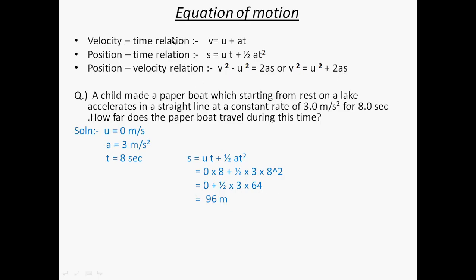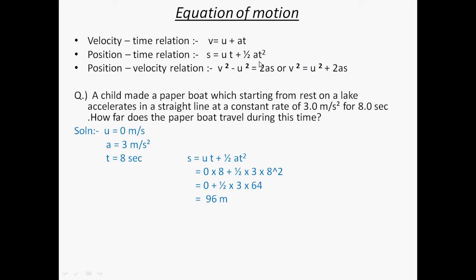Now there were some questions based on equations of motion, and one of the questions was to identify the position time relation. Okay students, so you can see this relation is s equal to ut plus half at square, and there were options like s equal to ut minus half at, or s equal to ut plus half at, but there should be t square also.